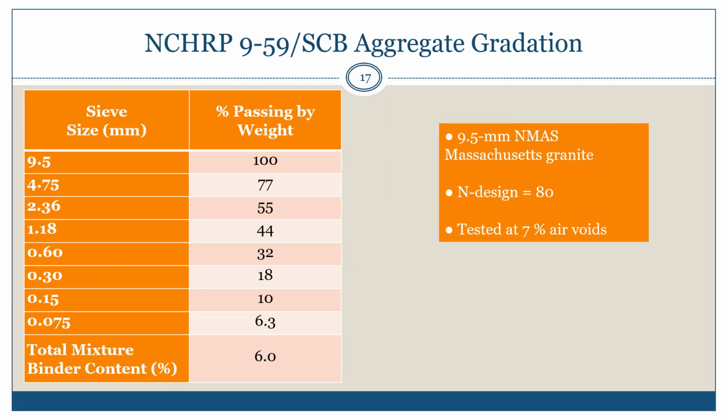This slide summarizes the aggregate properties for the mixes we used in the SCB research. It was a 9.5 millimeter Massachusetts granite, and the design for the mix was 80, and we tested it at 7% air voids. Binder content was 6% by weight.